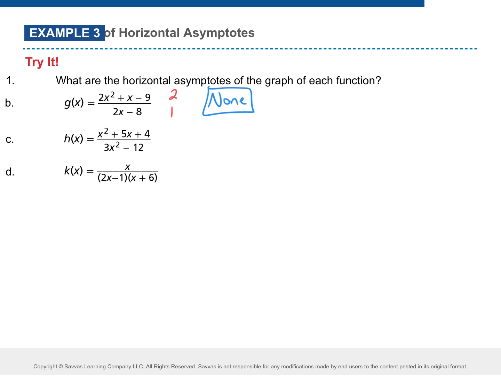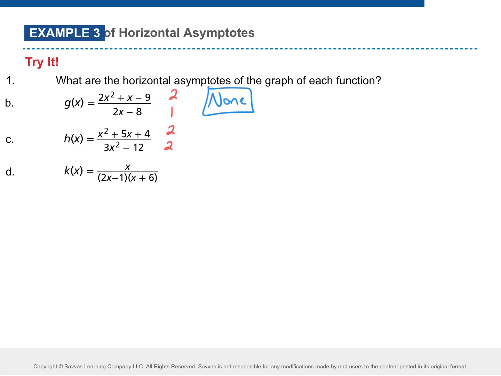Okay, same thing with 3b. Look at their degrees. What's the degree of the numerator? 2. What's the degree of the denominator? Also 2. Ask yourself, are they equal? Yes. What do we do if they are equal?